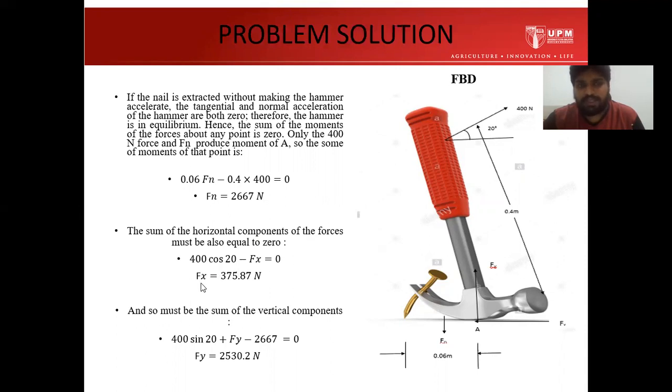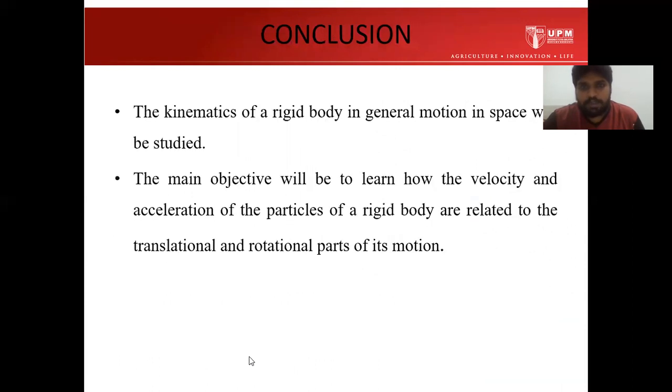So we are going to find Fx, which is 400 cosine 20 minus Fx. So Fx is 375 Newton. And then also the vertical component, we are going to find it by 400 sine 20 plus Fy, which we already found here, 2530.2 Newton.